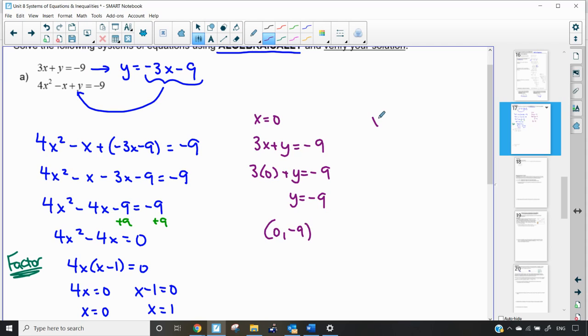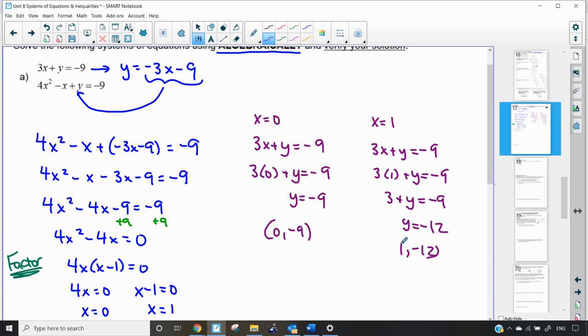Now, if x is 1, I'm going to do the same thing. 3x plus y equals negative 9. I've got 3 times 1, and that gives me 3 plus y equals negative 9. Subtracting 3, that gives me negative 12. So my other solution should happen at 1 and negative 12. So that means I have two solutions.